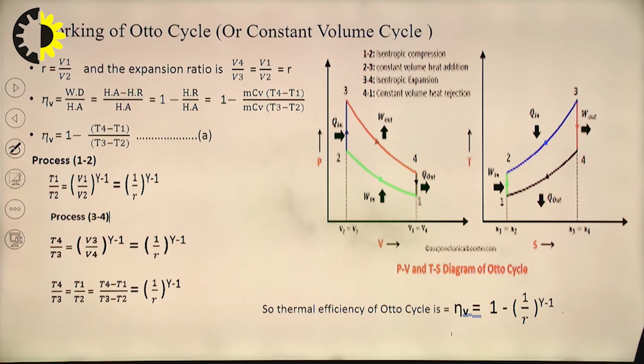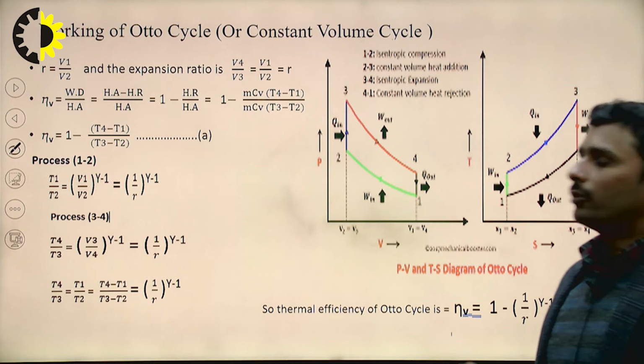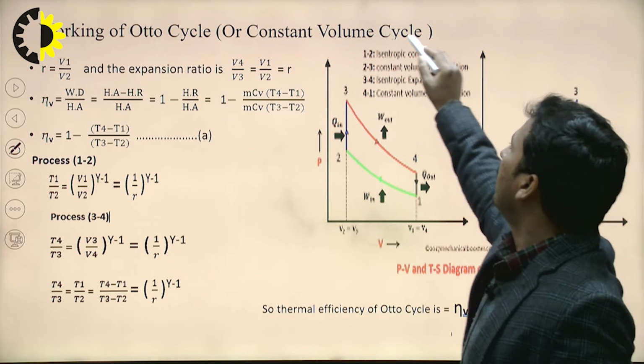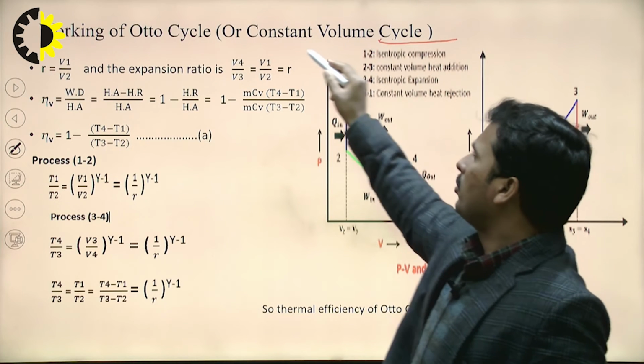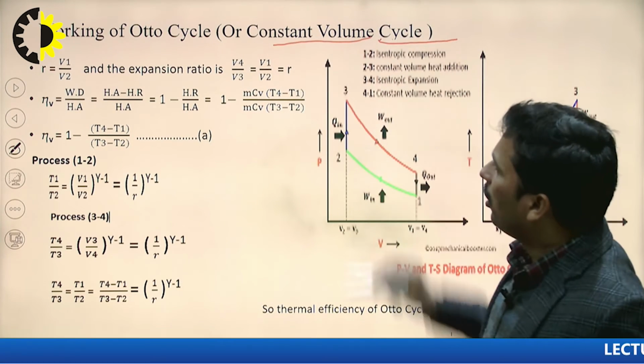Now if we move on to the working of the Otto cycle, which is also known as the constant volume cycle because the heat addition takes place at constant volume. So the other name of the Otto cycle is the constant volume cycle.